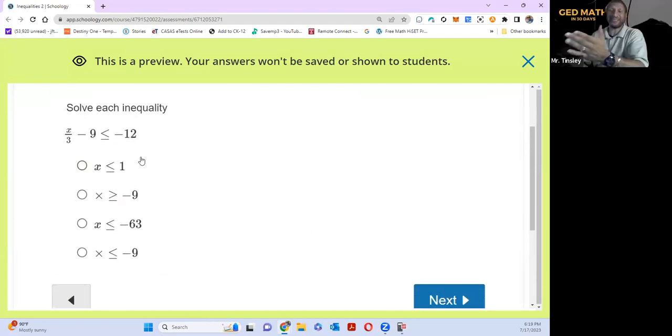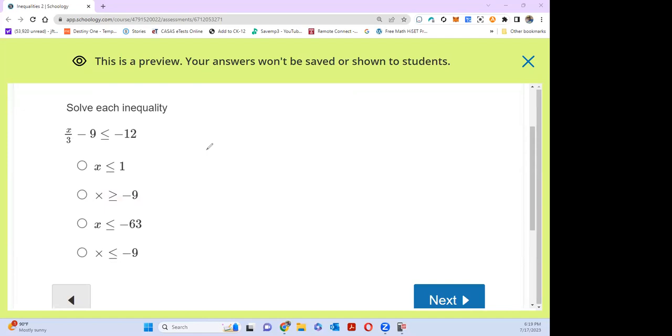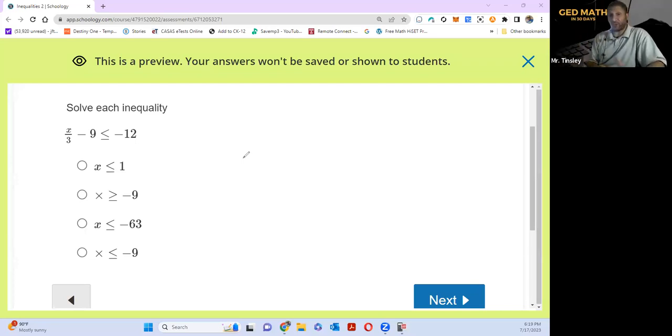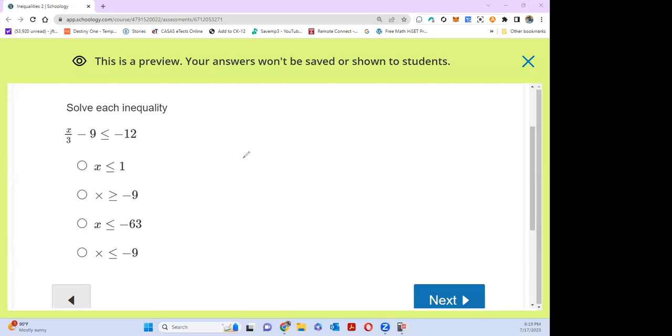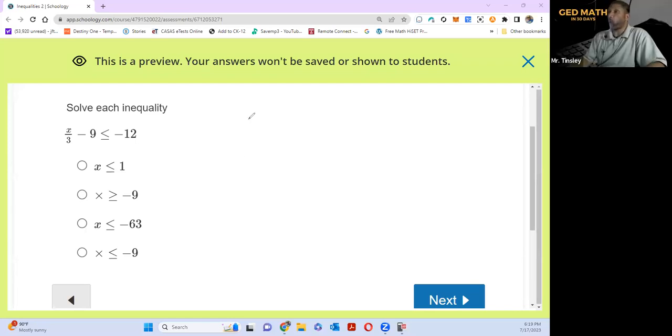This one here gives a lot of people problems on the exam. So again, watch this. What side is your variable on? On the left side. How many terms do I have on the left side? I got 2. I've got x divided by 3 as one term, and -9 as the other term. Which term should I try to get rid of first?